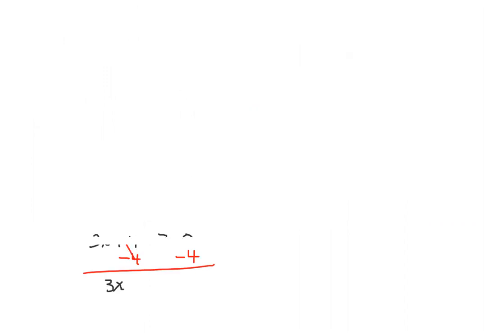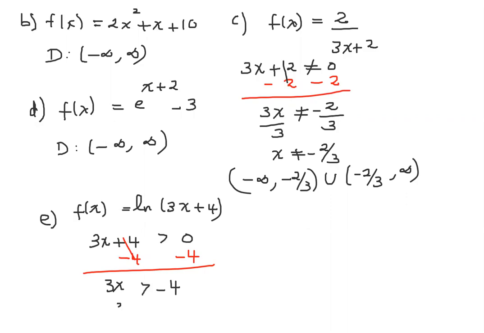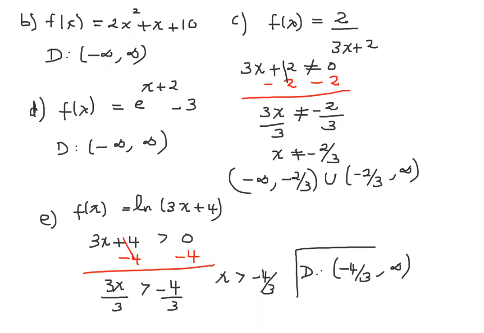So 3x should be greater than -4. So divide by 3: x is greater than -4/3. So the domain is going to be -4/3 comma infinity. So this is the domain for each problem.